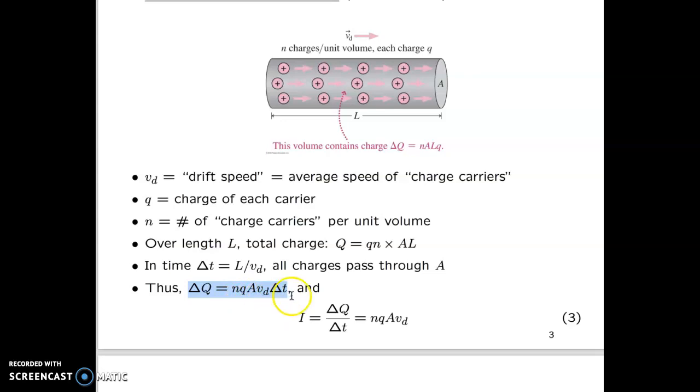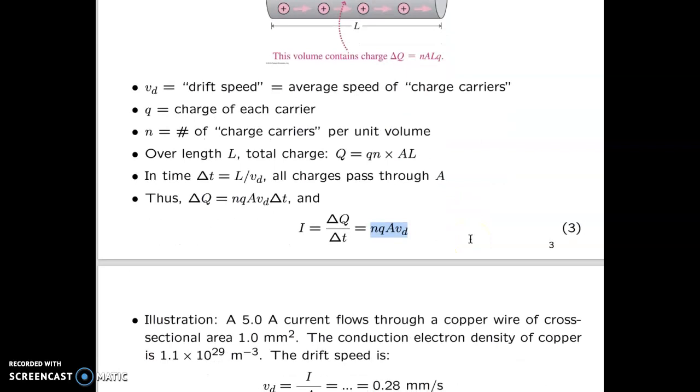So it's a lot of quantities there. If I divide delta Q by delta t, that's the definition of the current. Then I have an expression for the current, which is equal to little n, the number of charge carriers per unit volume, times q, the charge of each charge carrier, times A, the cross-sectional area, multiplied finally by v sub d, the drift speed, the speed with which these charge carriers are moving.